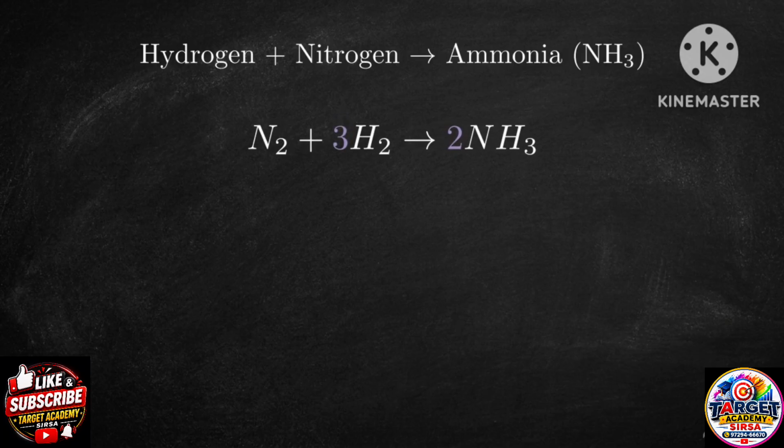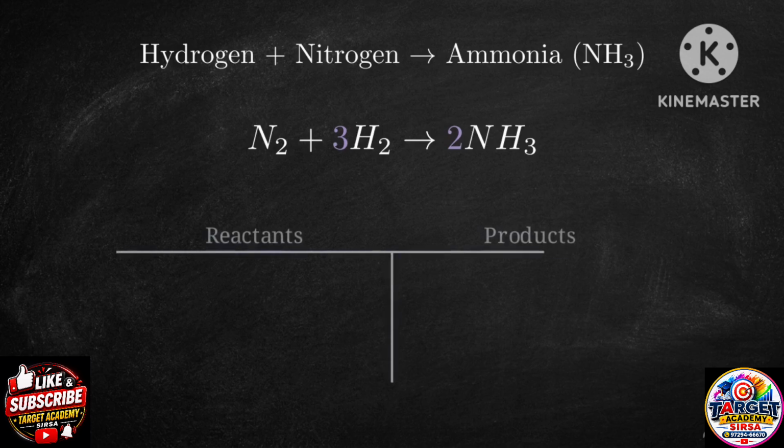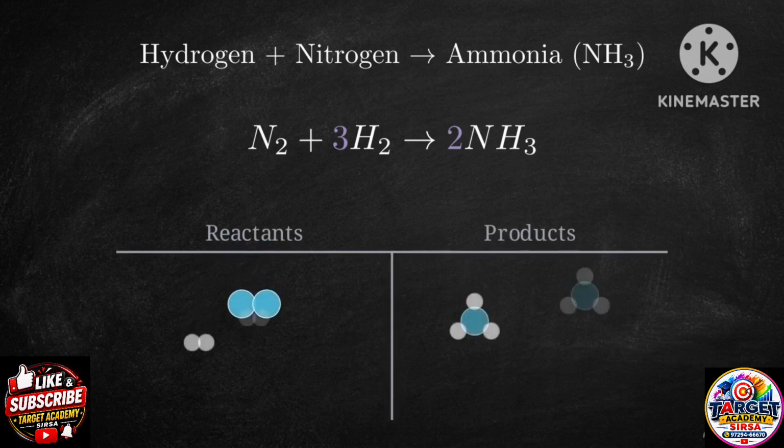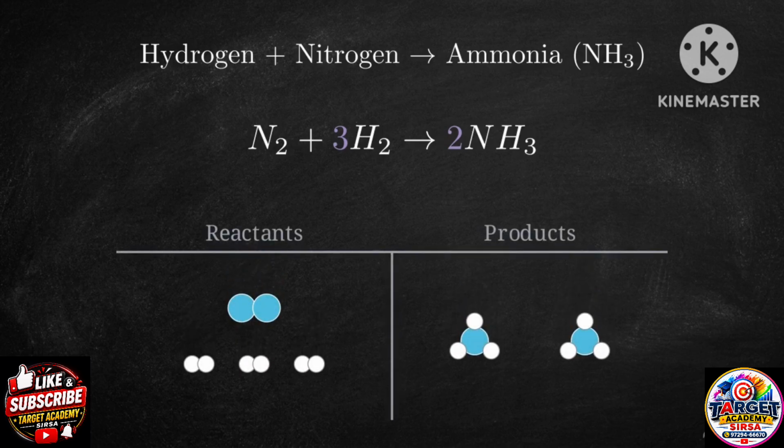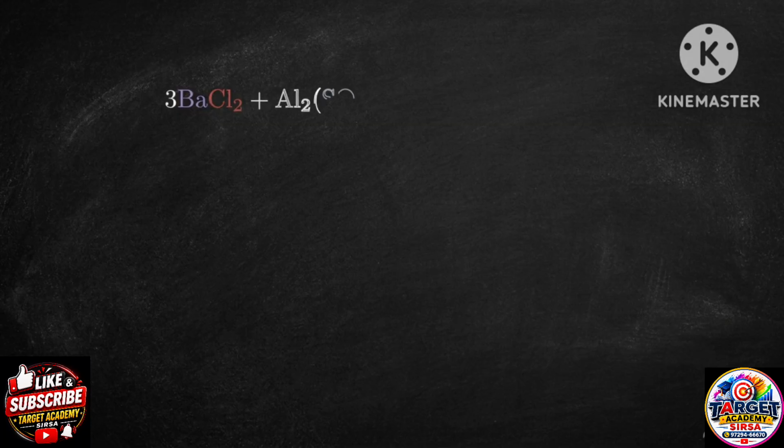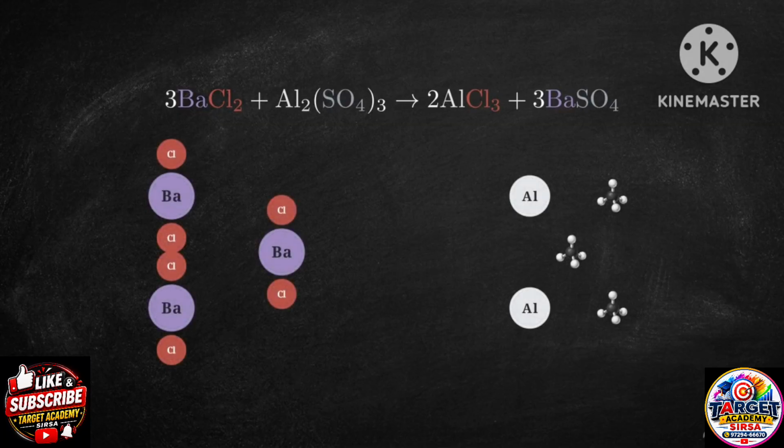To reach the balanced state, you need 2 molecules of ammonia on the right, which then requires 3 pairs of hydrogen on the left. This locks in a perfect ratio of 2 nitrogens and 6 hydrogens on both sides. Now look at this complex diagram featuring barium chloride reacting with aluminum sulfate.